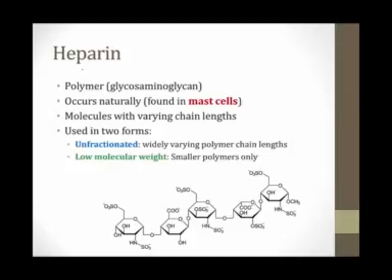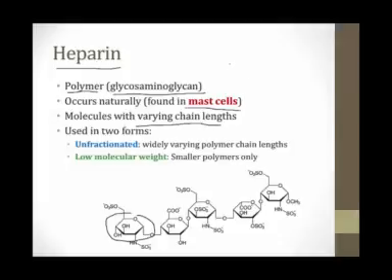So let's begin our discussion of specific anticoagulants by talking about heparin. Heparin is a polymer. It's a type of molecule called a glycosaminoglycan. Its structure is shown at the bottom of the screen. It's made up of repeating sugar units. It occurs naturally. You can find it in mast cells. And when you have a sample of heparin, you will find polymers of varying chain lengths.